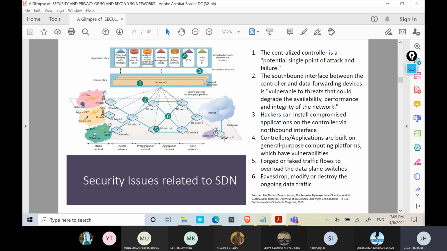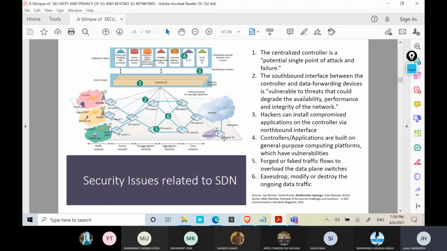Fourth, controller applications are built on general-purpose computing platforms, like maybe Google Cloud, Amazon Cloud, or Azure Cloud from Microsoft. Those platforms already have their own vulnerabilities, so you are bringing the vulnerabilities of the platform into the network just by using them.